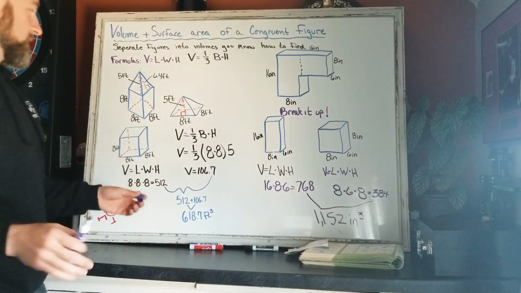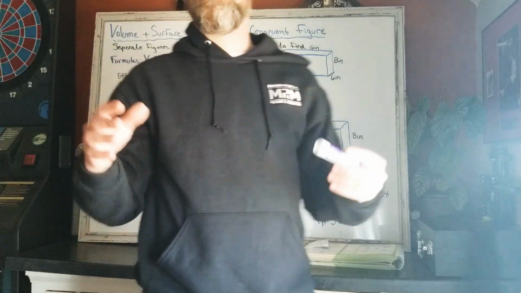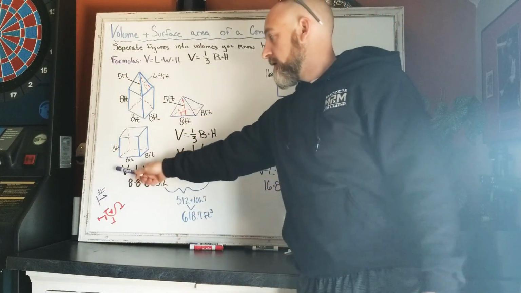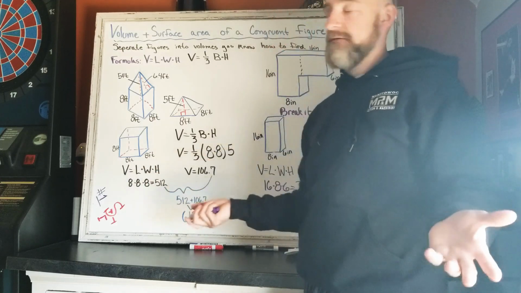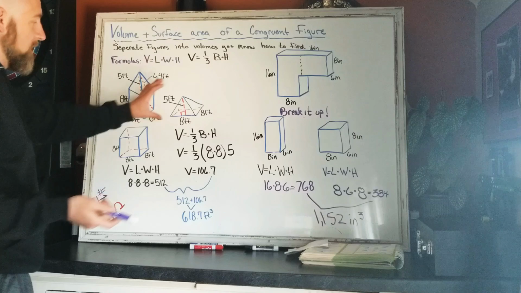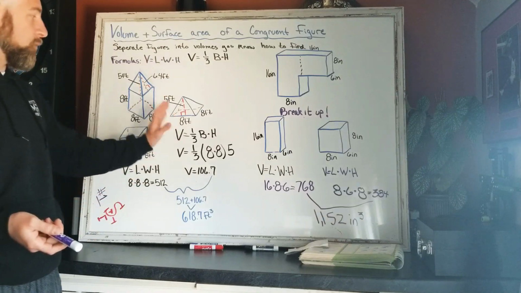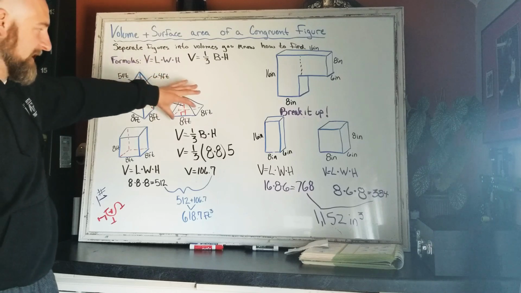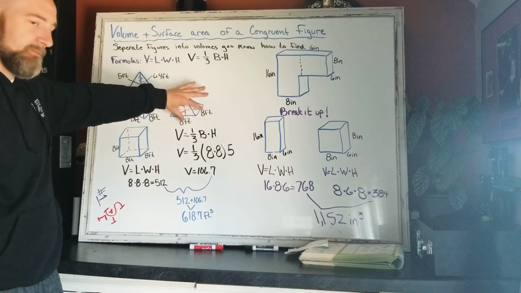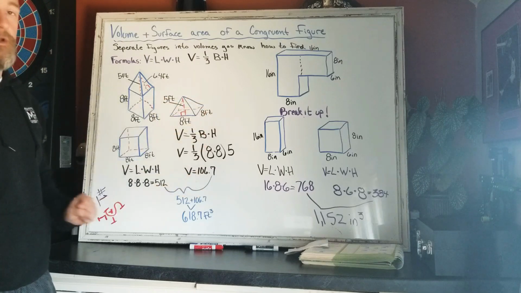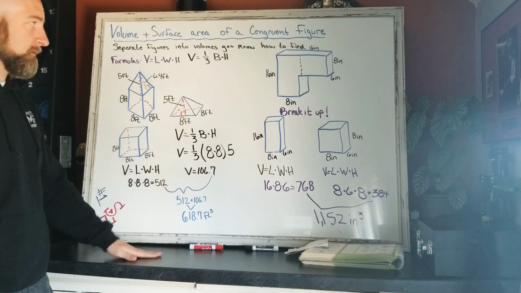Now don't panic when you're doing these. Just remember, you've got to break them apart. We already know the formulas we're going to be using. We're going to be using length times width times height for our squares or our rectangles, and for our triangles, we're going to use 1/3 times the base times the height. And you just need to take the base of that triangle, multiply those together, and then multiply everything else together. And you should find the correct answer.